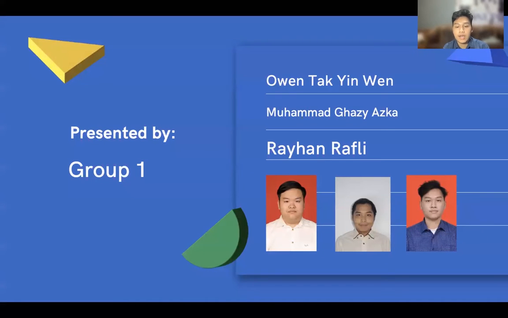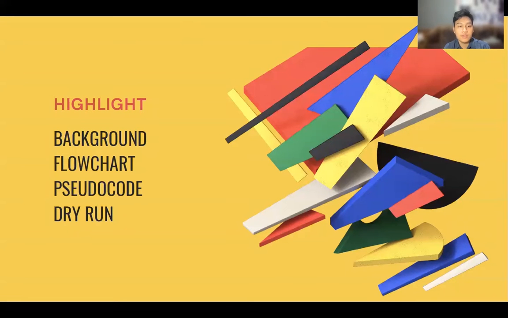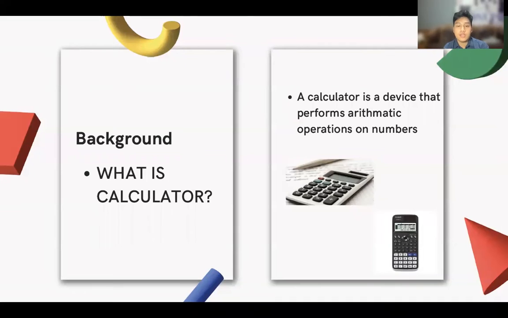Today, me, Rayhan Rafli, and my two other friends, Owen Tak Yin Wen and Muhammad Ghazy Azka, will do a presentation about area and volume calculator. In this project, we will discuss the background of this project, the flowchart, the pseudocode, and the dry run. What is a calculator?